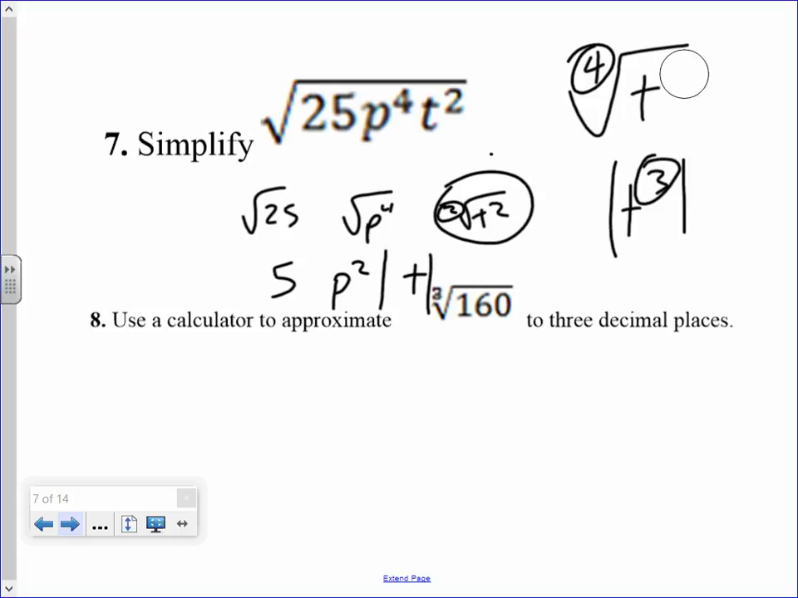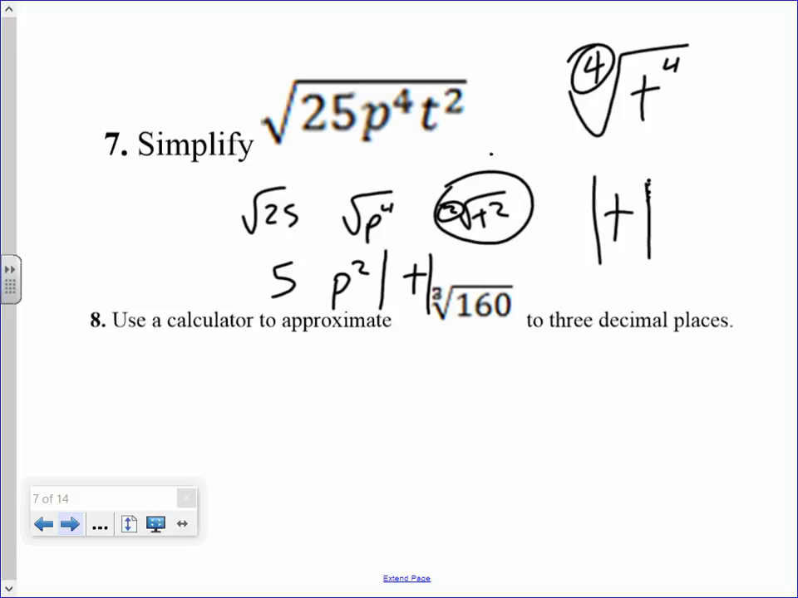Or if it was just t to the 4th, which is t to the 1st. Even, odd, you need absolute value bars. You don't have to write the 1, but you still need to understand that that's a 1 and that's an odd number. That's the quick way to figure out when to put them and when not to. And no matter what, like if there's no index, then it's 2, right? Yes. Principal square root.